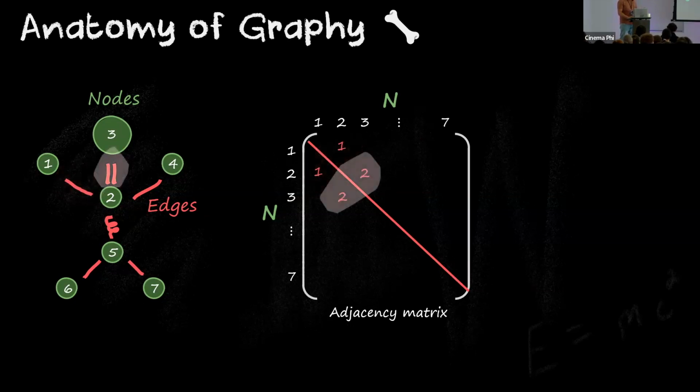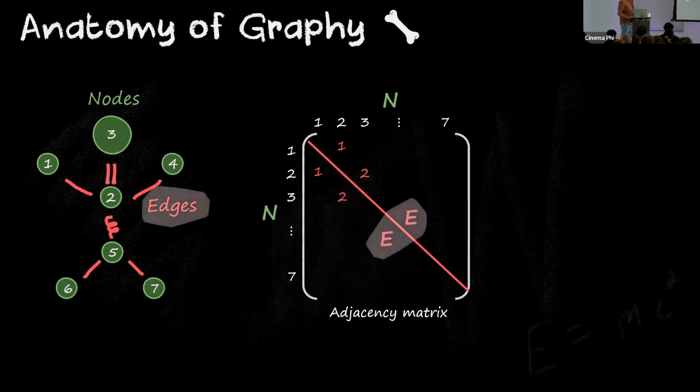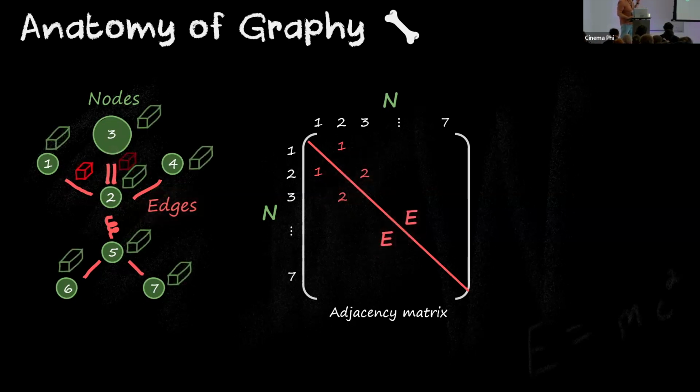If you have a double bond, you can put 2 instead of putting 1, depending on the application that you want to do. And you continue doing that for the number of edges that you have. So in the end, what you have is a sparse matrix that has as many entries as there are edges.